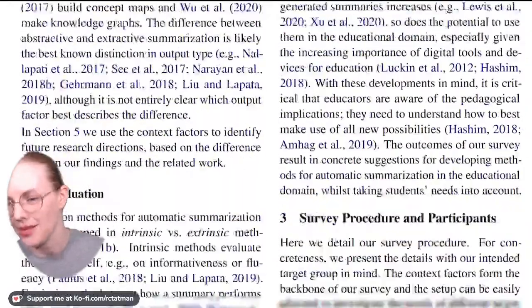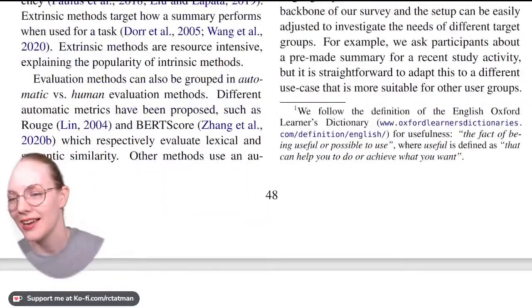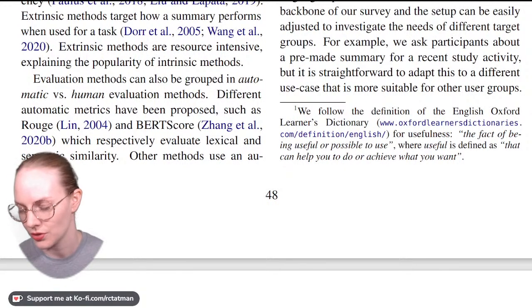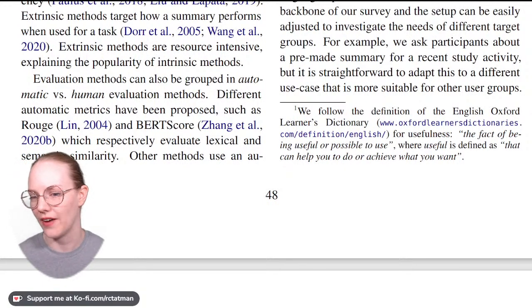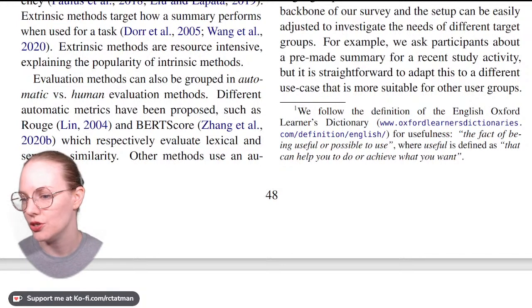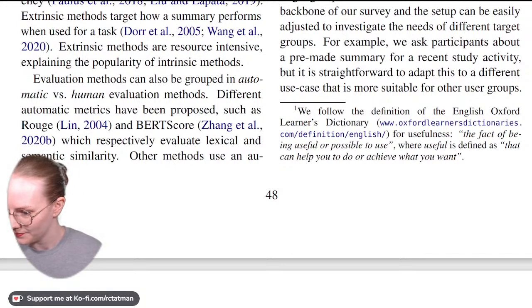So anyway, let's look at this description of what usefulness here is. So from the English Oxford Learner's Dictionary, the fact of being useful or possible to use, where useful is defined as that which can help you to do or achieve what you want. Yep.